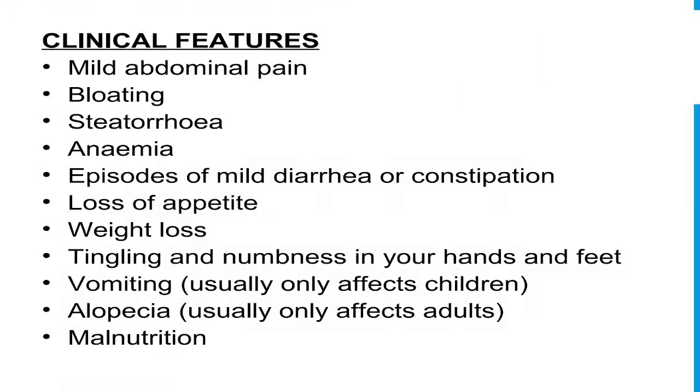Clinical features. How will the patient present to you? The patient will present with mild abdominal pain, bloating, steatorrhea, anemia of chronic disease, episodes of mild diarrhea or constipation, loss of appetite, weight loss, tingling or numbness in the hands and feet, vomiting, which usually only affects children, alopecia, which usually only affects adults, and malnutrition. So the patient will come to you in the OPD typically with abdominal pain, bloating sensation, steatorrhea and anemia. These are the classical features of celiac disease.